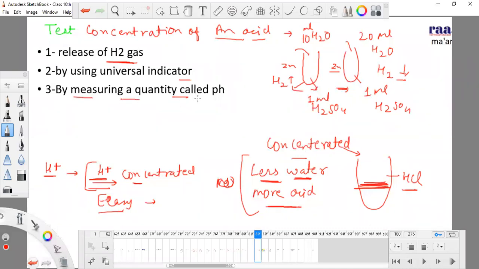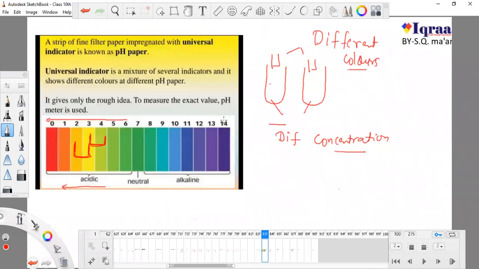And by measuring a quantity called pH, we studied that these numbers are known as pH. Bases show pH from 8 to 14 and more, and acids show pH from 6 to 0. So this is more acidic and this is more basic. So you can use a pH meter also, and you can identify which one is more acidic and which one is less acidic, or which one is more basic or less basic.